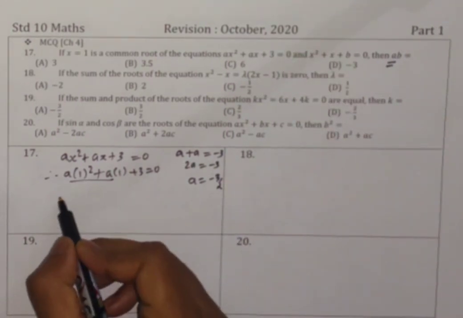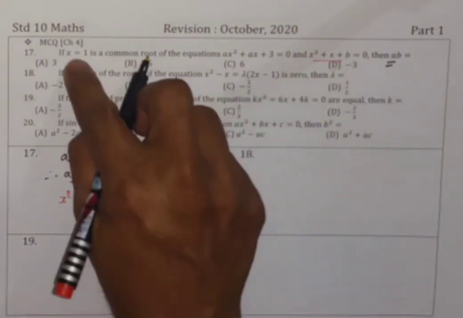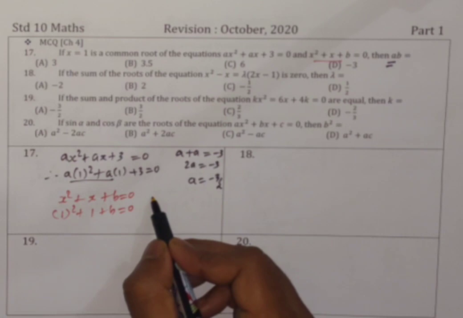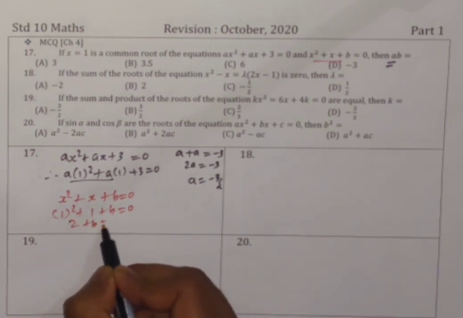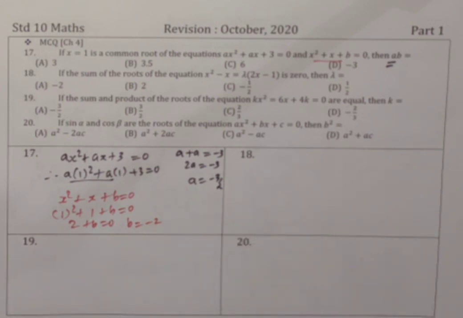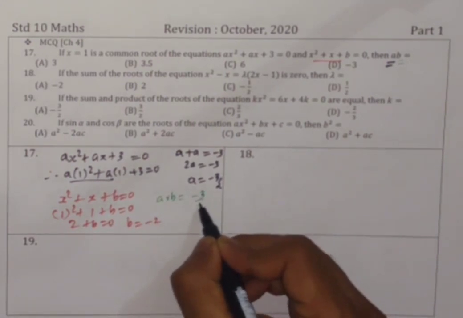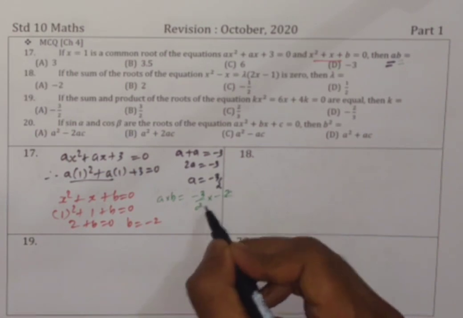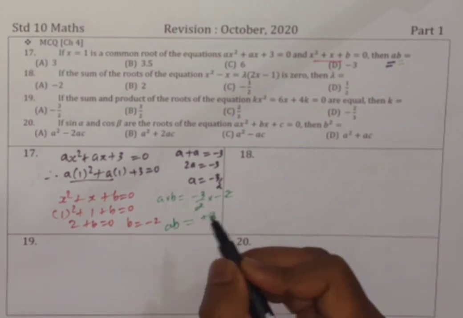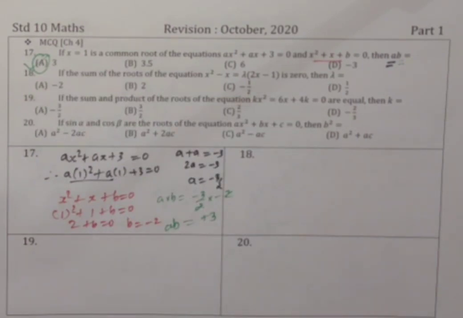The second equation is x square plus x plus b equal to 0. For this equation also x equal to 1. So 1 square plus 1 plus b equal to 0. This gives me 2 plus b equal to 0, so b is equal to minus 2. Now you are supposed to find a into b. A is minus 3 by 2 and b is minus 2. 2 cancel, 3 ones are 3 and minus becomes plus. So a into b is plus 3. Do we have the option? Yes, it is A. Correct?